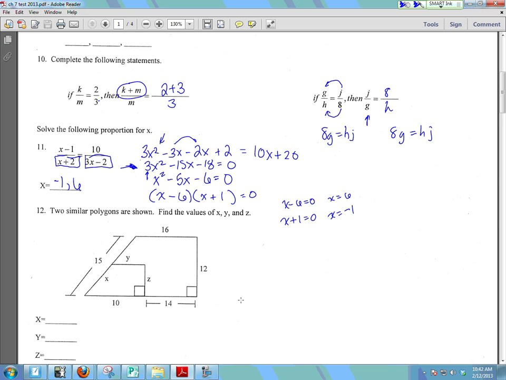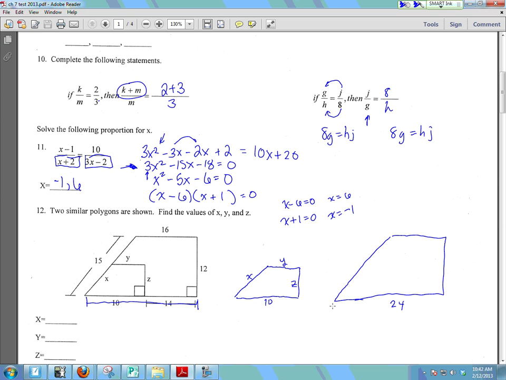In question number 12, what I suggest doing is redrawing these two pictures so that they are not overlapping. That'd be my small figure. There's the large one. In the small one, this segment here is 10. That's x, that's y, and that's z. Over here, this distance across the bottom is actually going to be that distance. So that's 10 plus 14, so that's 24.